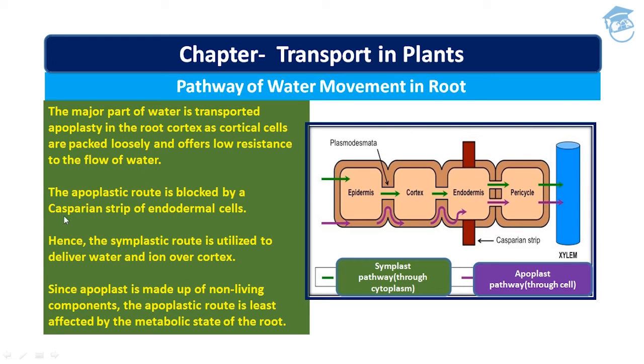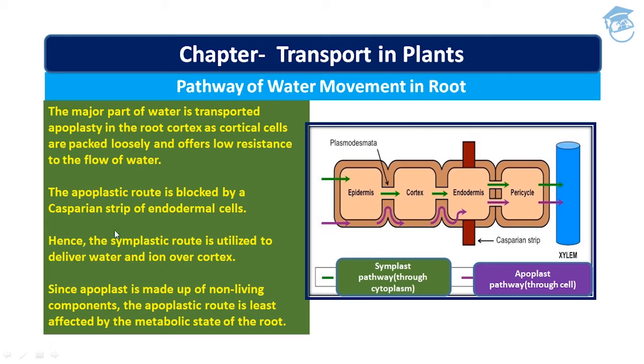Okay, and the apoplastic root is blocked by Casparian strip of endodermal cells. See, this is Casparian strip. Casparian strip is a band of cell wall material which is deposited in the radial and transverse wall of the endodermis and is chemically different from the rest of the cell wall, and the cell wall being made of lignin and without suberin, whereas Casparian strip is made up of suberin and sometimes lignin. Okay, so this is it.